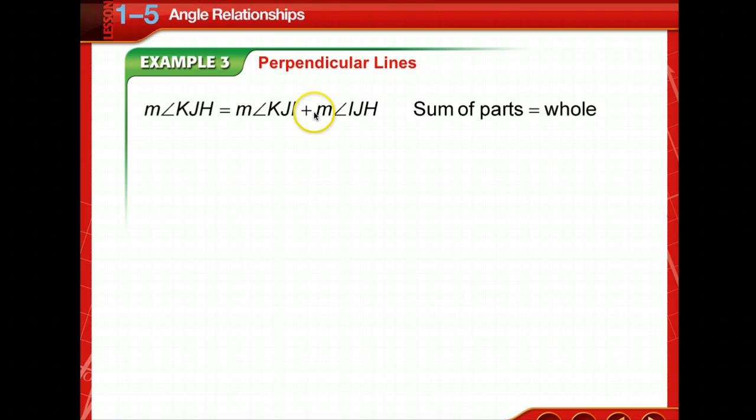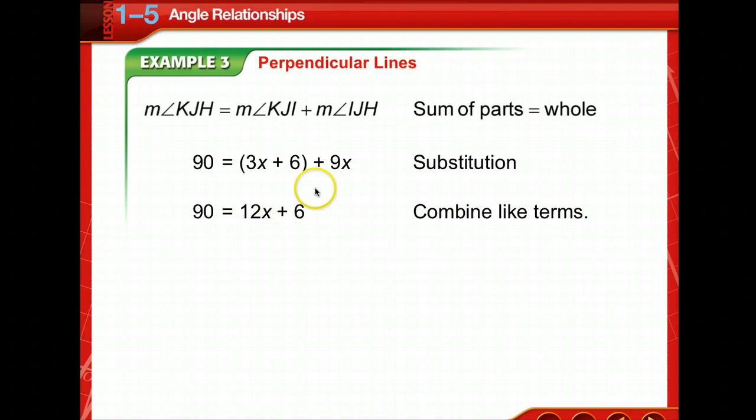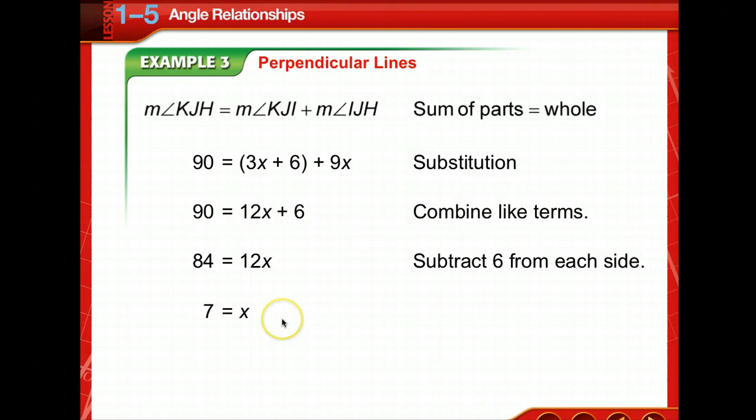These two together add together to give you the measurement of angle KJH, and we know that KJH is equal to 90. The measurement of angle KJI is 3x plus 6, and the measurement of angle IJH is 9x. So then I'm going to combine my like terms. 9 and 3 is 12. Subtract 6 from both sides. So x is equal to 7.